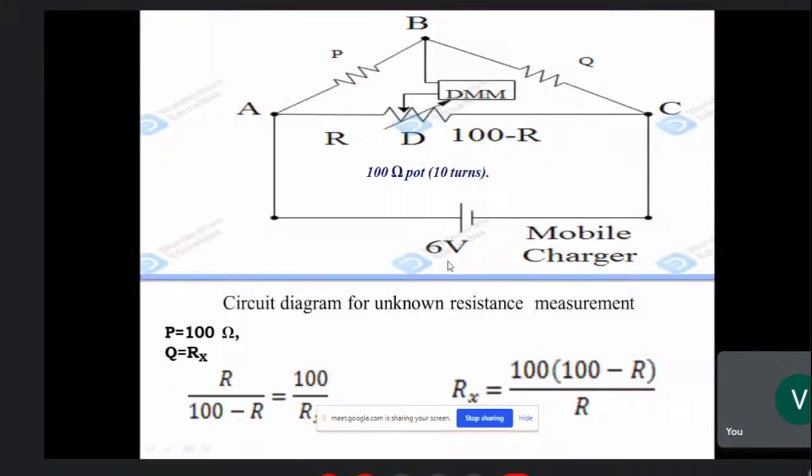Very simple circuit. Here is the mobile charger, and we can put around 6 volt here. This is one arm AB, P is here, and BC, Q is here. From A to C, we can put a 100 ohm pot of 10 turns.